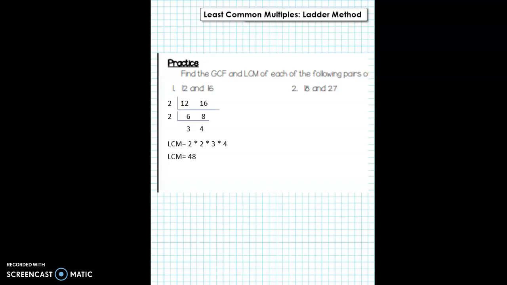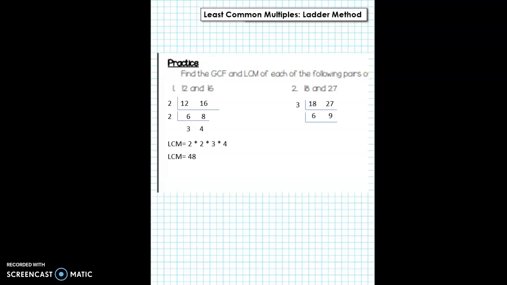Let's try 18 and 27. First set up your division bar. Now 18 is even, but 27 is not, so we can't divide by 2. So we check our next factor. Our next factor that most numbers use is 3. 18 is divisible by 3, and so is 27. 18 divided by 3 is 6. 27 divided by 3 is 9.